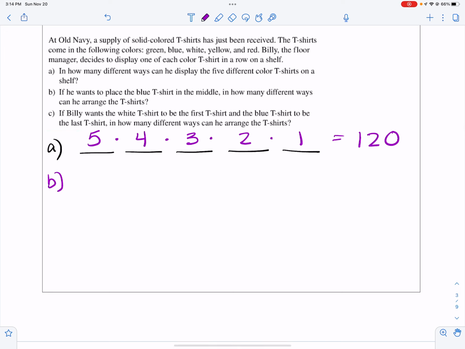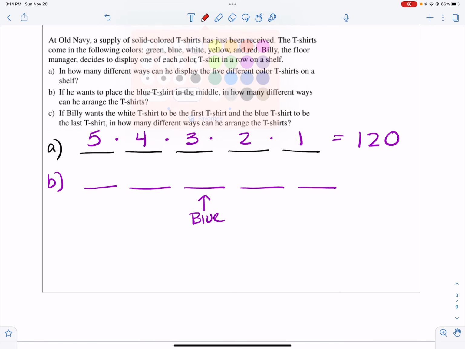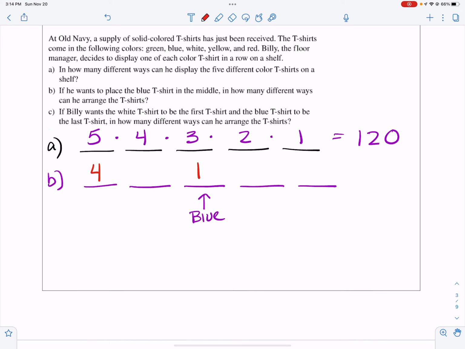Then for part B, now he wants to place the blue shirt in the middle, okay? So we only have 1 choice for that spot. Okay, we want that one to be blue. And once we use the blue, then we only have 4 choices left for this. Once we choose that color, then we have 3. And then once we choose that color, we have 2. And then we're down to the last color. So multiplying that brings us down to a possibility of 24 ways to arrange it.